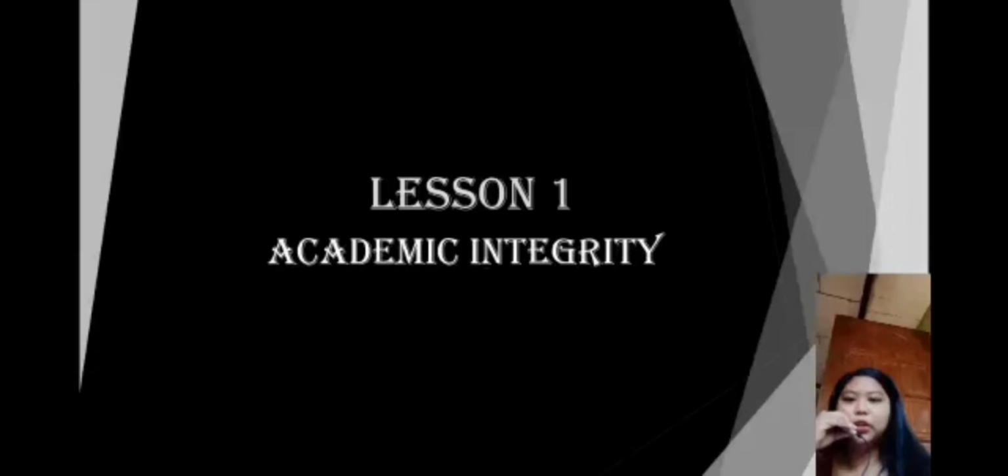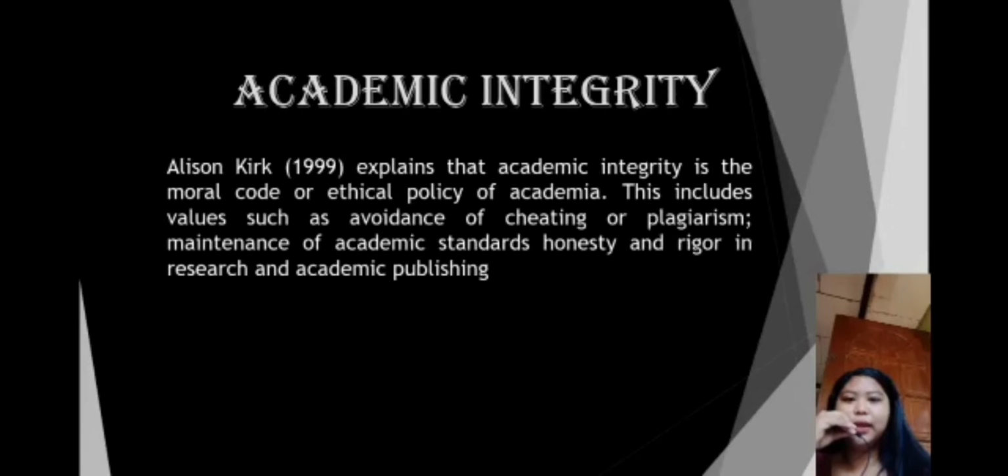Lesson 1: Academic Integrity. Alison Crick, 1999, explained that academic integrity is the moral code or ethical policy of academia. This includes values such as avoidance of cheating or plagiarism, maintenance of academic standards, honesty, and rigor in research and academic publishing. Academic integrity is practiced in the majority of educational institutions. It is noted in the mission statement and represented in honor codes, but it is also taught in ethics classes and noted in the syllabus.